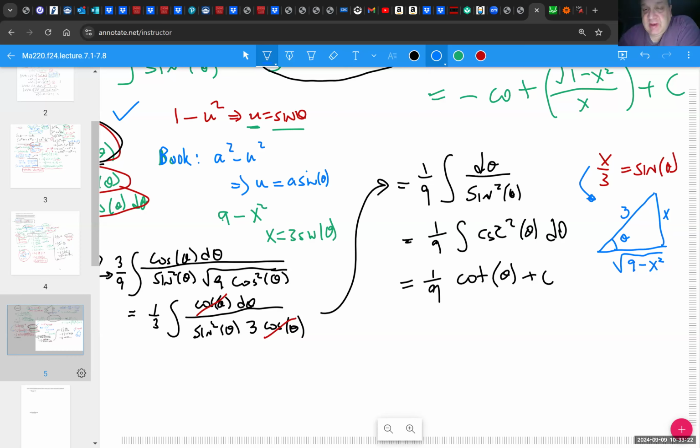And then we look for cotangent. Cotangent is the upside down of tangent. Tangent is the opposite over the adjacent, x over the square root of 9 minus x squared. So cotangent is going to be just the reverse of that, just like I did before. So it's going to be 1/9 times cotangent, which is adjacent over opposite. So it's going to be the square root of 9 minus x squared over x.